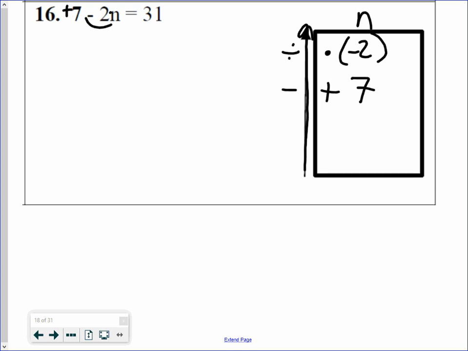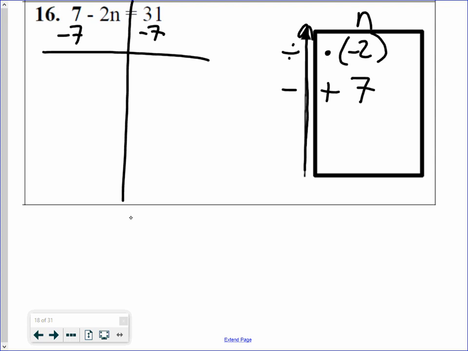So let's do it. I can erase this stuff here. Negative 7. So it says we're going to minus 7 from both sides. Is the first step there. Minus 7, and the 7's cancel. I'm left with a negative 2n. Remember that negative. That negative is important on that negative 2n, okay? And that equals 31 minus 7 is 24.